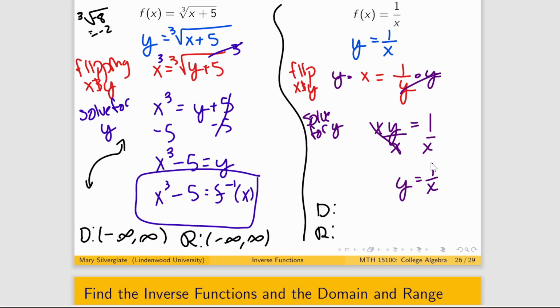So for the domain of this function, well, what's the one number x is not allowed to equal? Can't equal 0, because that would make that denominator 0. So its domain is negative infinity to 0, union 0 to infinity.